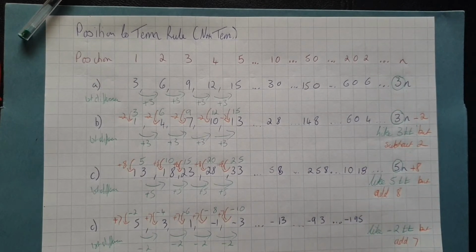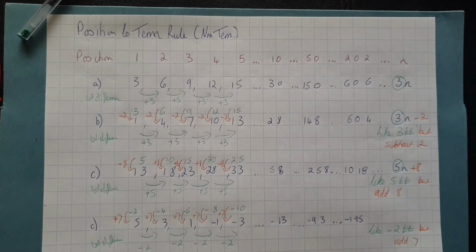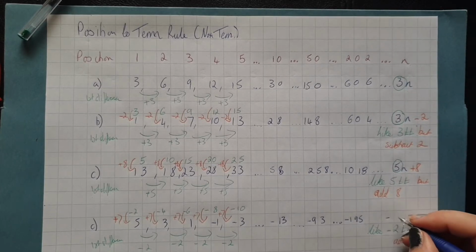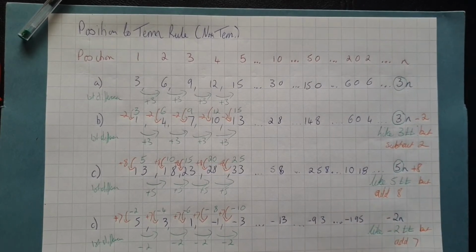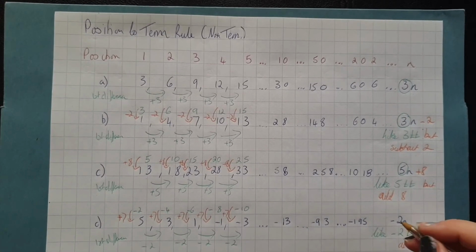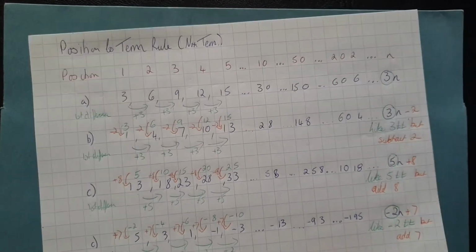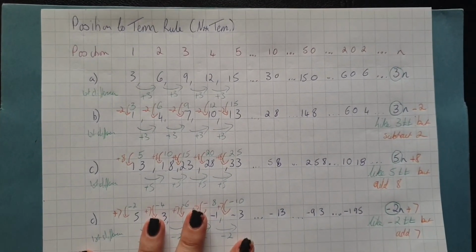Putting it in terms of n. Whereas before it's always the first difference times n, there's no difference here. So this time it's negative 2n, but we're adding 7. Add 7.